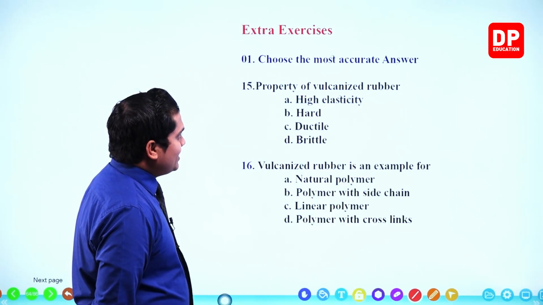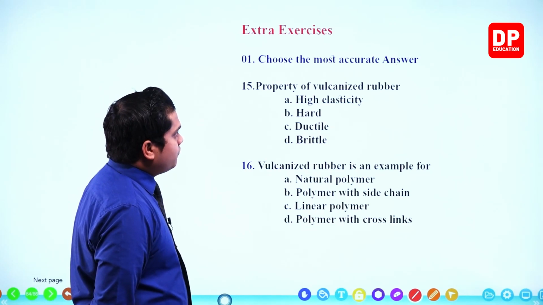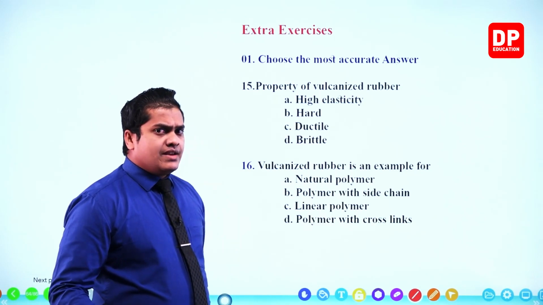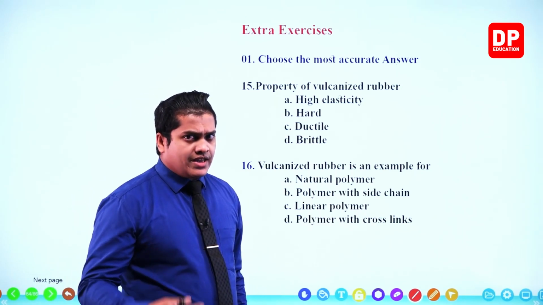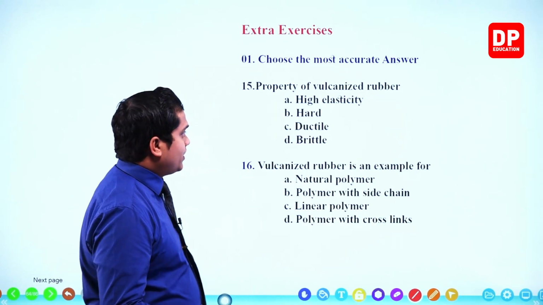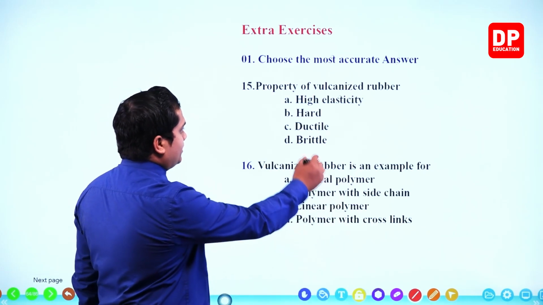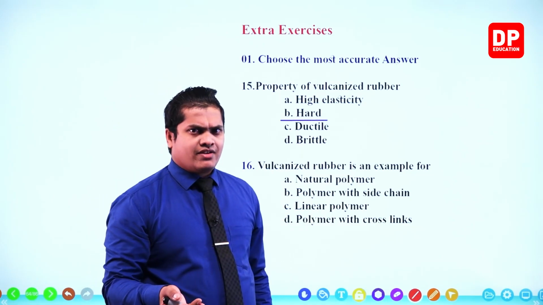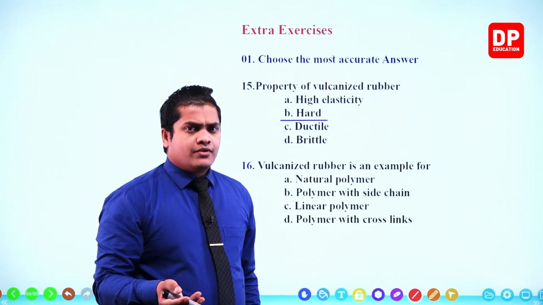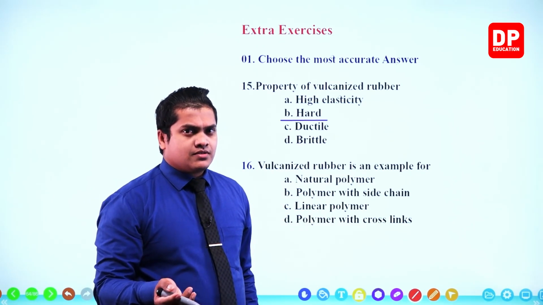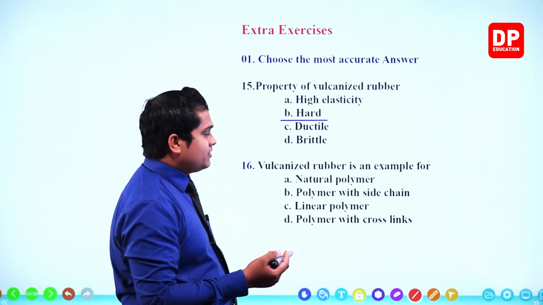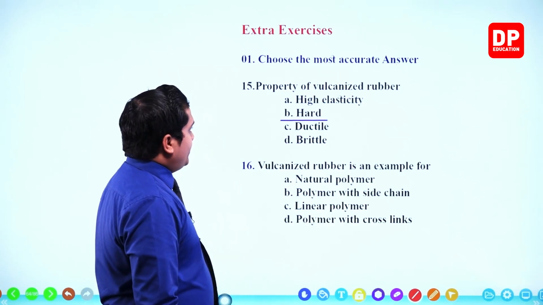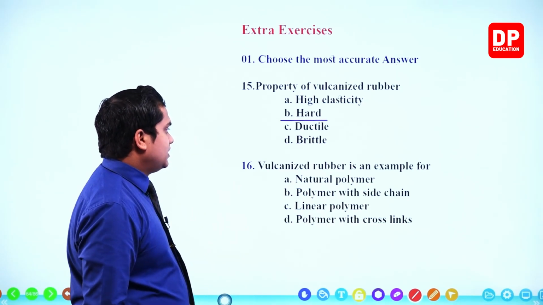Property of vulcanized rubber. High elasticity. Incorrect. Actually, in making vulcanized rubber, we are going to reduce the elasticity, right? Next one. Hard. Of course correct. Hardness. Ductile and brittle, once again incorrect, right? Ductility can be observed in metals. Brittleness can be observed in usually non-metals like clay. Right, then the next one.